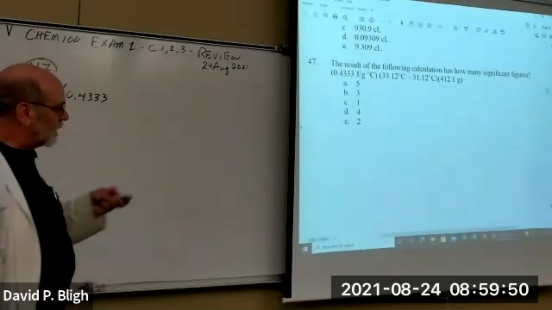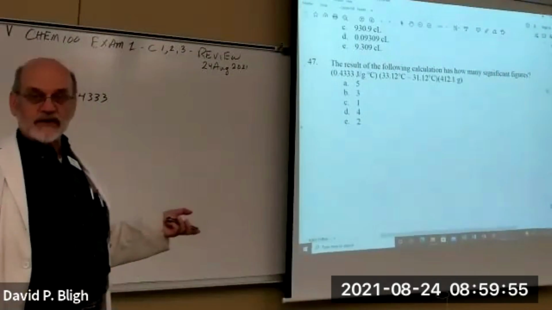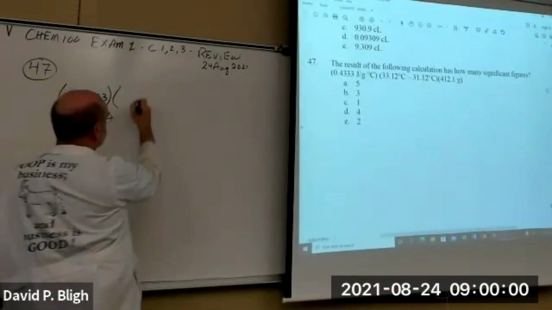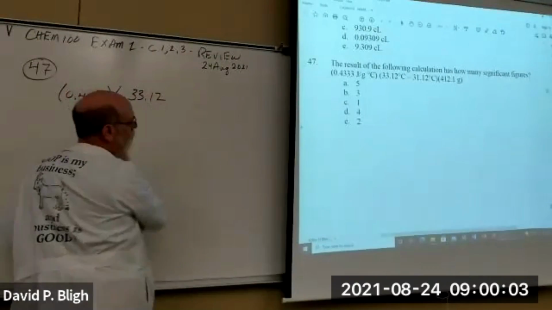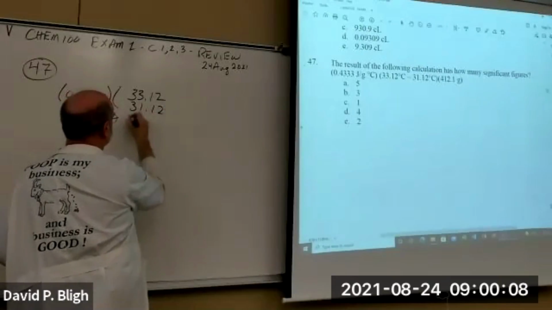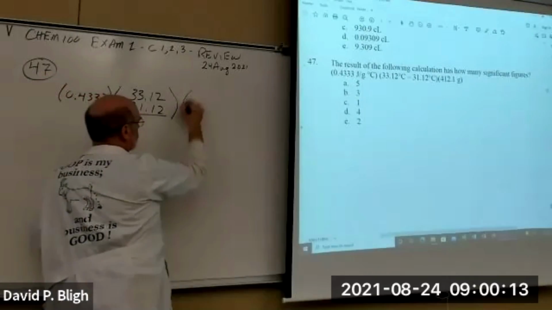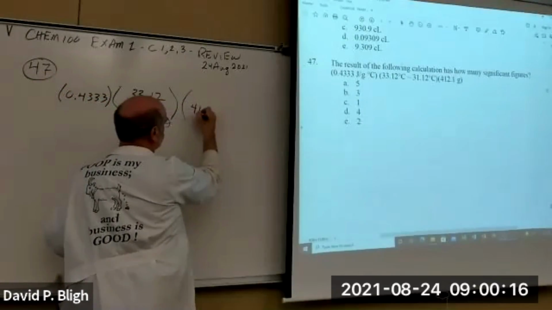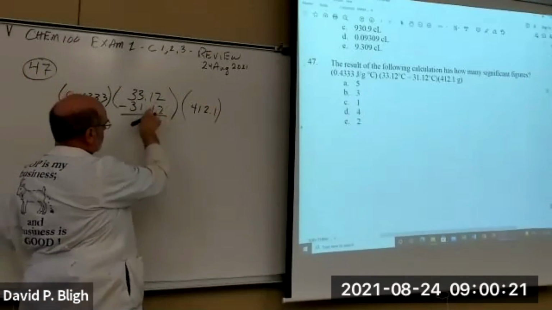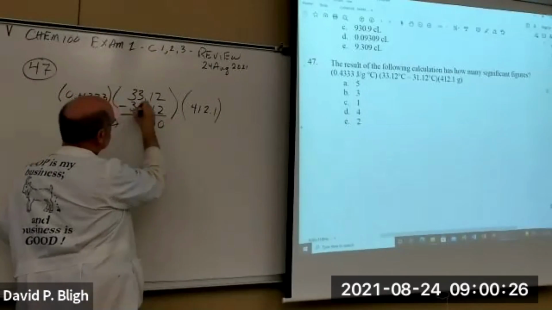0.4333. And notice we're only interested in significant figures. So I don't need to put the units in. We're just working with the numbers. And then inside this one, we have 33.12, right? And then we're going to subtract 31.12. So we're going to do inside the parentheses here, and then apply it to the rest of it. 412.1. Okay. So this is going to be, line up the decimals. This is going to be 0, 0, 2.